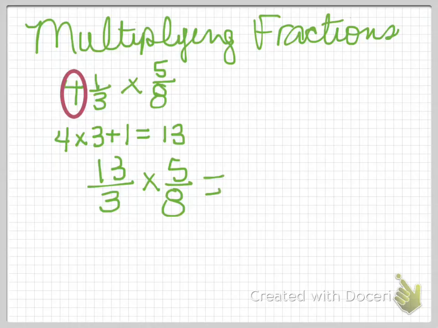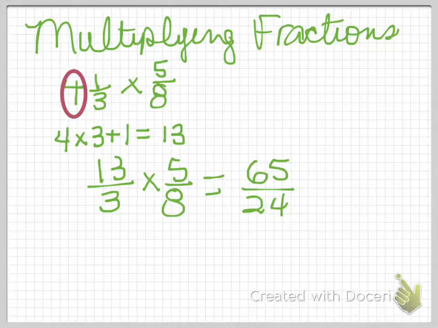And I'm going to say 13 times 5 is 65. And 3 times 8 is 24. So there is my product right there, 65 over 24. See what I did? I multiplied the two numerators. 13 times 5 is 65. Then I multiplied my two denominators, 3 times 8, and that is 24. And so there is my product, 65 over 24. Now the last step in any fraction is always, always, always going to be to reduce.